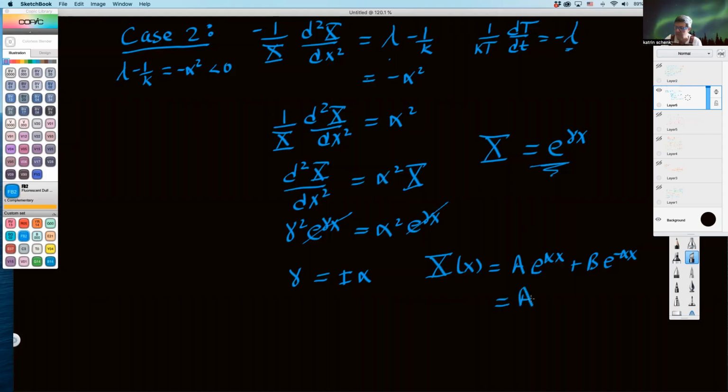So different constants: a1 sinh of alpha x plus a2 cosh of alpha x. The solution actually tells me that it wants that. I don't know if it will actually accept just e to the alpha x plus another constant times e to the minus alpha x, which is the same solution. It's just written differently. Okay, so we have X. Let's work on T. I'll get another layer.